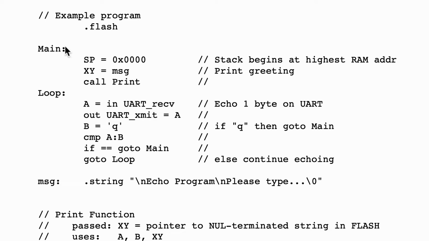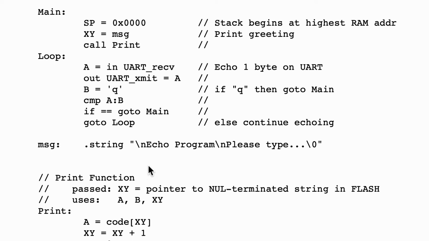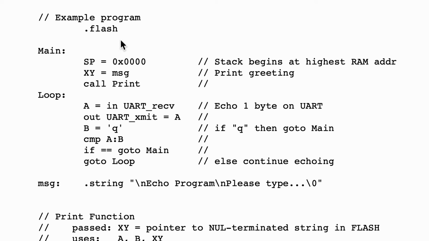Labels are always followed by a colon, so we can see that main, loop, and message are labels, and these are referred to in instructions. Here we're calling something. The print label is shown a little bit further down here, and here we see a reference to loop. Here's a reference to main and a reference to the message label. So every instruction occurs on a single line, and there is no semicolon, so this is a little bit different than other programming languages.